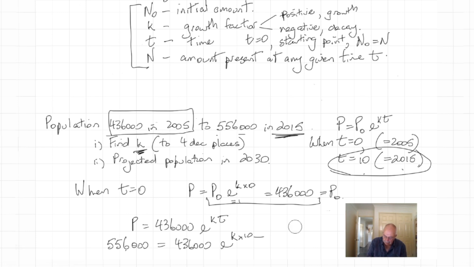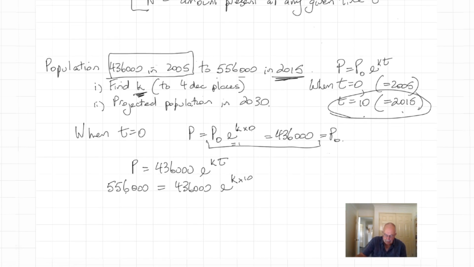And we don't need that line there, a little stray line that came in. So what we need to do is, instead of that, we can say that's 436,000 e to the 10k. k times 10 is 10k. We now have an equation we need to solve.